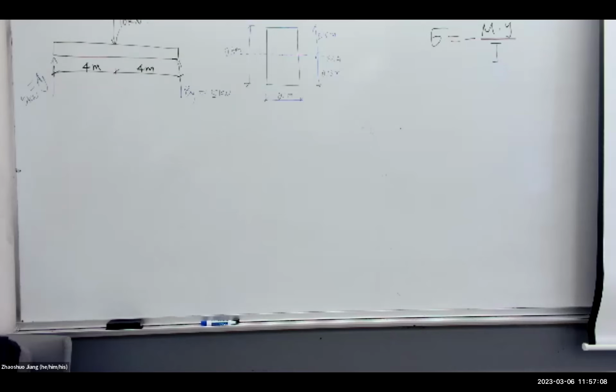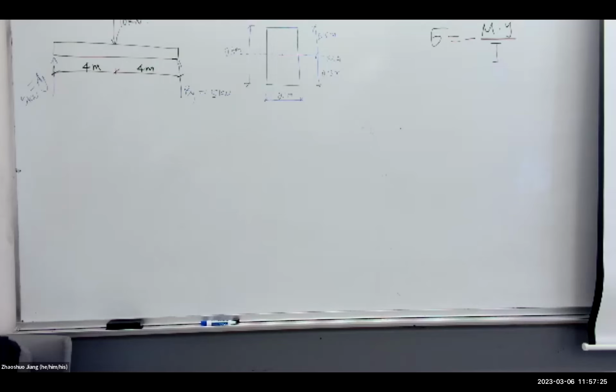We need to find one point that has the maximum normal stress. Okay, so that's what I was confused about. So it is where the max moment happens. That's right. Because if you think about it, this is the equation, right? This equation has 3 variables.